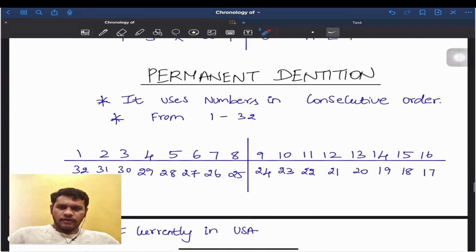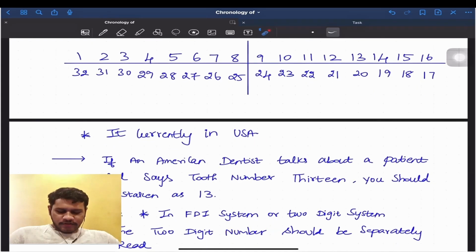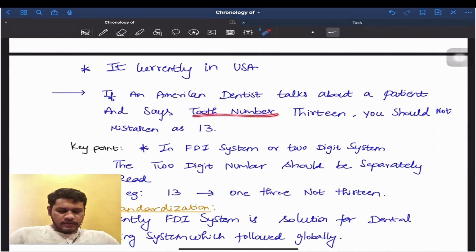This system is not followed in India, and mostly not followed globally, except for the United States of America. They still follow this system only. It is currently followed in the USA. Take a scenario: if an American dentist talks about a patient and mentions the tooth number 13, you should not mistake it for the FDI 13.